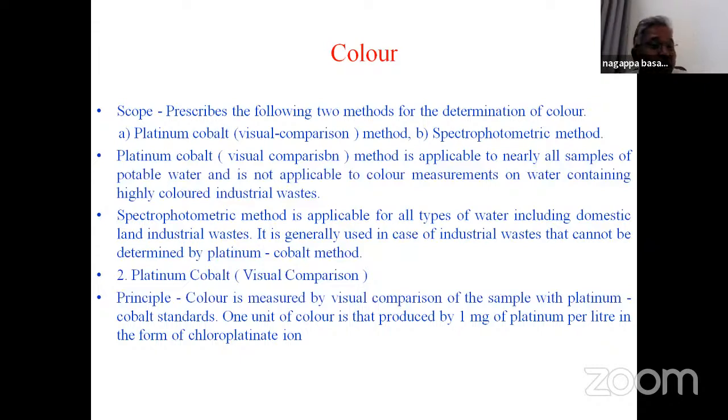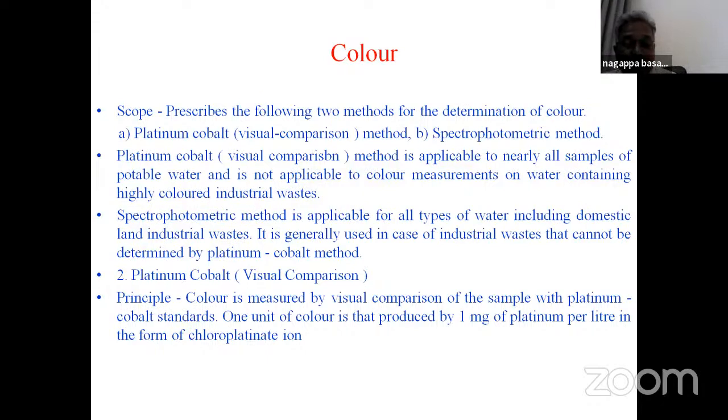Generally, that's why people are not measuring it at all. By naked eye, whatever they see, they write it. We have to measure it: what the color is, and the intensity of the color, we have to record it. Generally we use the chloroplatinate scale with the visual color comparison method, or we can also take spectrophotometer readings. Color is measured by visual comparison of the sample with platinum chloride standards. 1 unit of color is produced by 1 milligram platinum per liter in the chloroplatinate ion. That gives you 1 color unit.